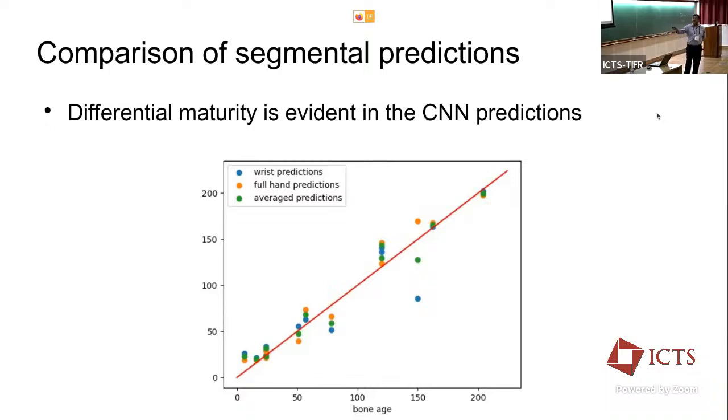So this shows us the differential maturity is evident even at this level of aging. So of looking at training. So in the CNN predictions, the neural networks trained for the wrist and the neural networks trained for the full hand are actually going to get slightly different answers.